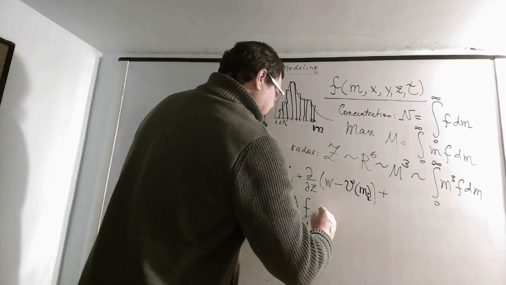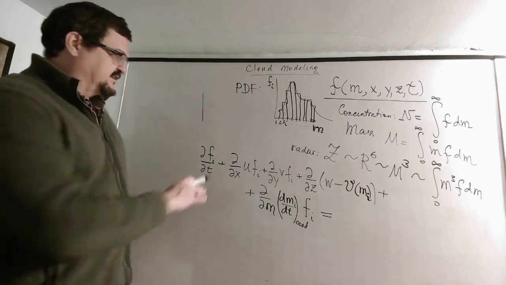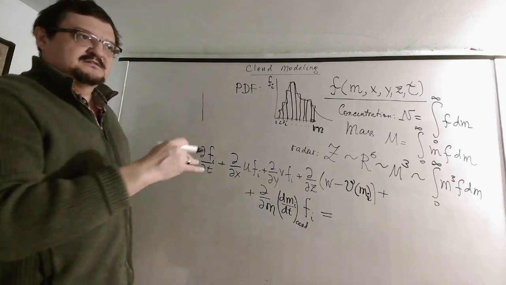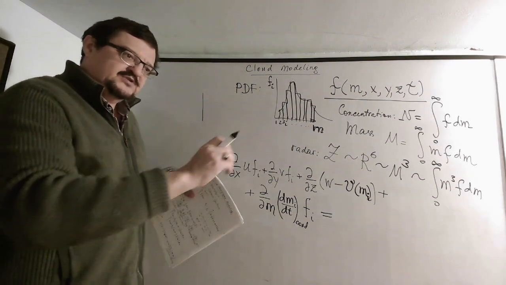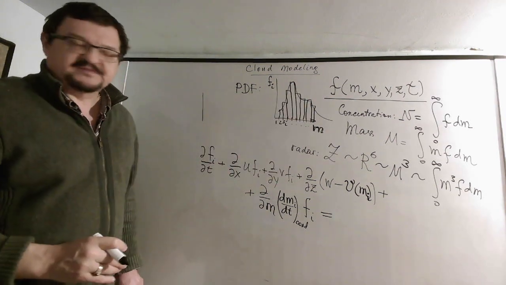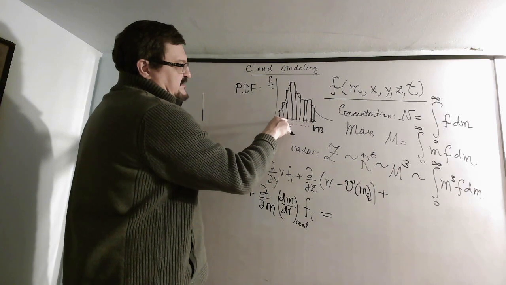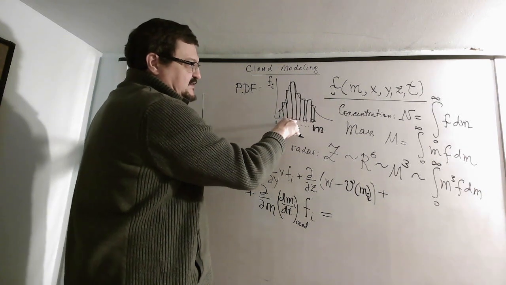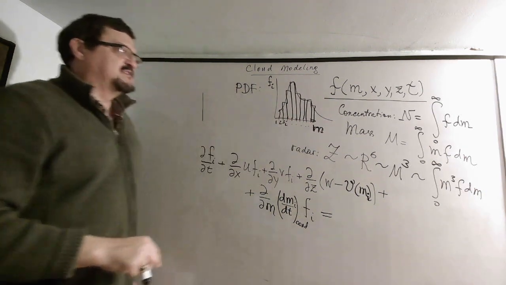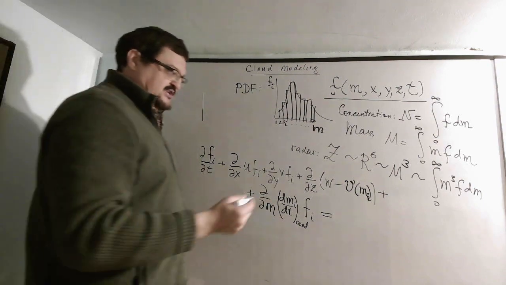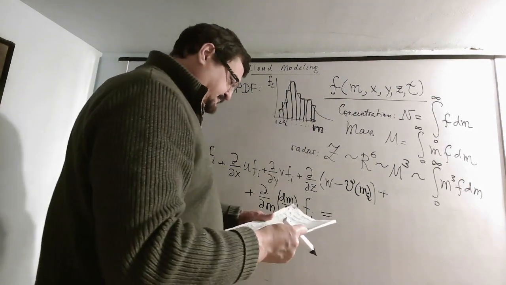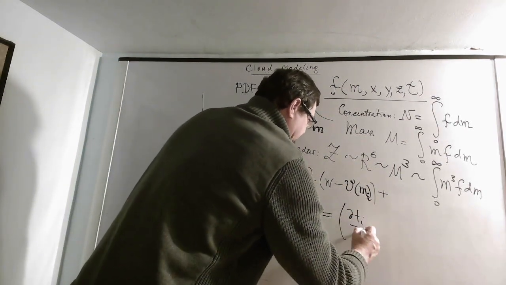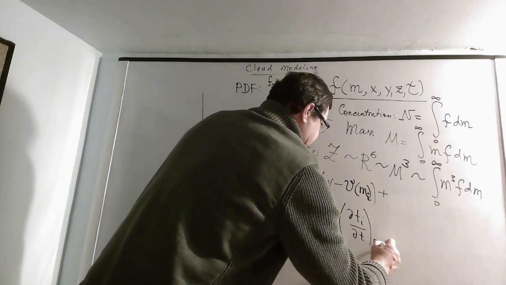And it's equal to other processes that can change this particular bin. Unlike in space, where everything is transported continuously, here you can have jumps. For example, if two particles collide, they create a bigger particle, so some mass is instantly, in one time step, added to this bin and subtracted from those bins. That's a process called coagulation. So we have some rate of change of this particular bin due to coagulation.